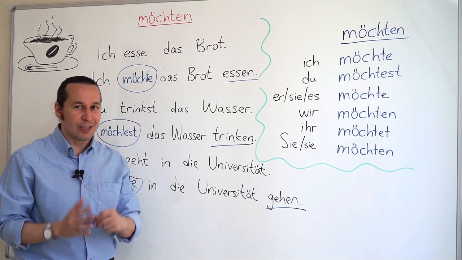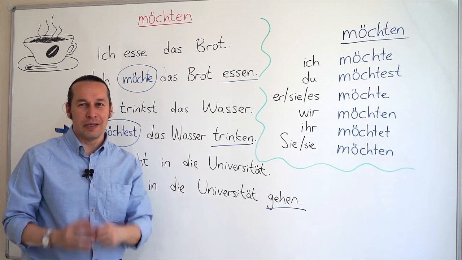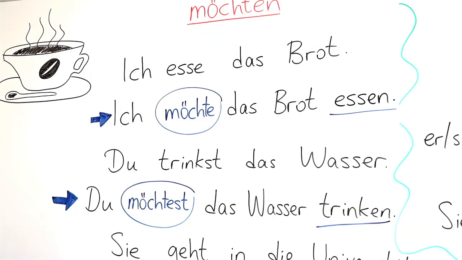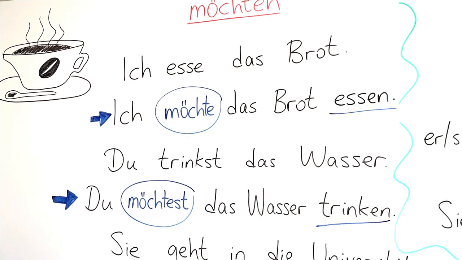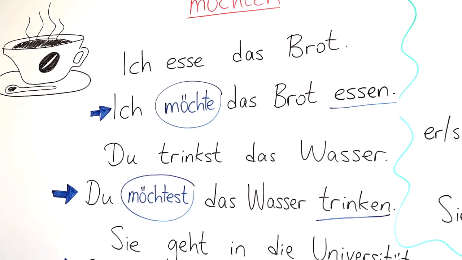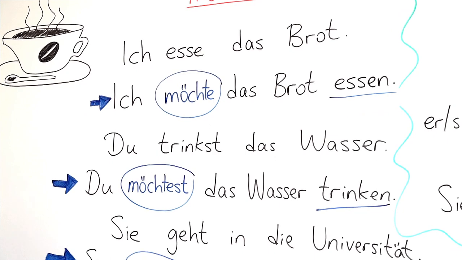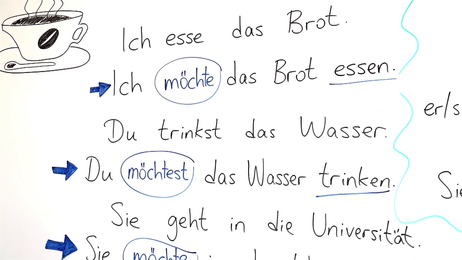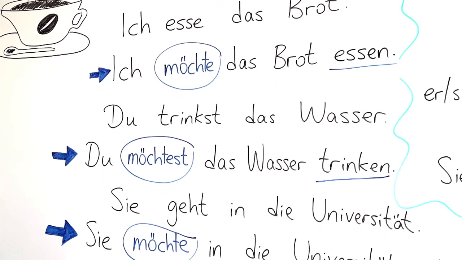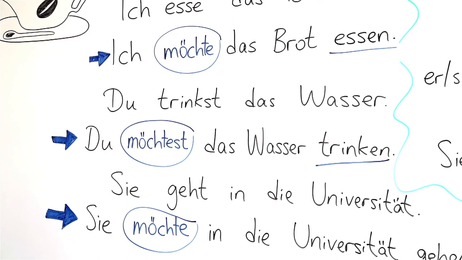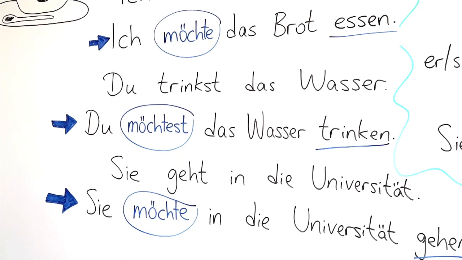If this was too fast for you, I want you to repeat after me, please. Ich esse das Brot. Ich möchte das Brot essen. Du trinkst das Wasser. Du möchtest das Wasser trinken.